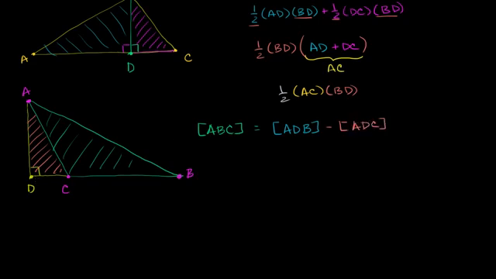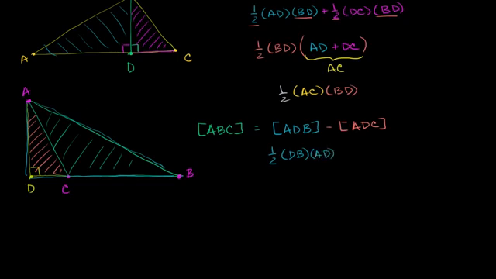So this blue one, ADB, this is the whole thing, just so we're clear about what we're talking about. Now, what is the area of ADB? Well, we know how to find the area of right triangles. The area of ADB is going to be 1/2 times our base, which is the length of segment DB, times our height, which is the length of AD.